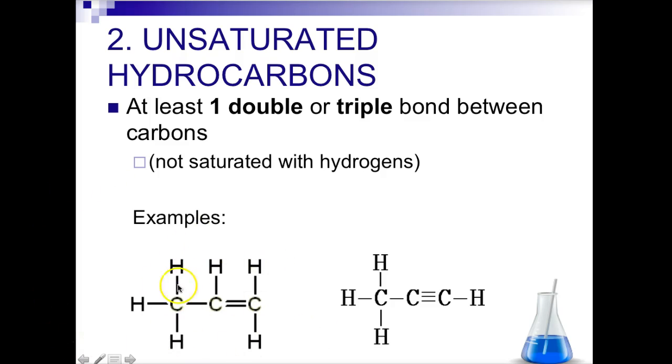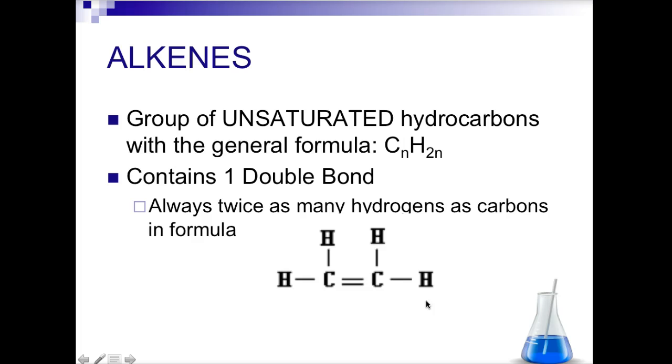We have this example of a hydrocarbon that has a double bond here, and we have this example of a hydrocarbon here which has a triple bond. These are both unsaturated hydrocarbons, just for the pure fact that they either have a double bond or a triple bond in them. So the first one is alkenes.